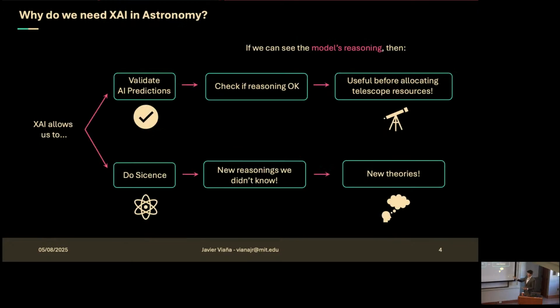So XAI allows you to do, within astronomy, two main things that I think are very important, others as well, but I'm going to be talking about these two. The first one is validation of AI predictions. Checking if the reasoning of the model was okay helps us decide, before we allocate time of valuable telescope resources, whether that is okay or not. That is the first thing. So you have a pipeline that predicts something, and then you can validate with XAI. The second one that I'm most passionate about as well is doing science. Can we extract new theories from the models that have learned from the data, right? So, new ideas that we didn't think of.